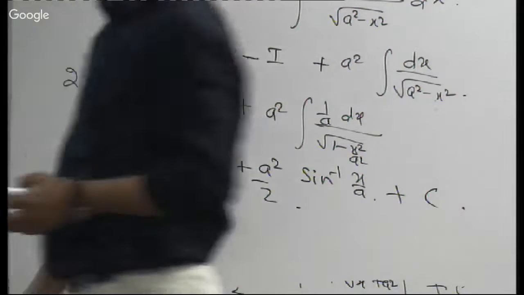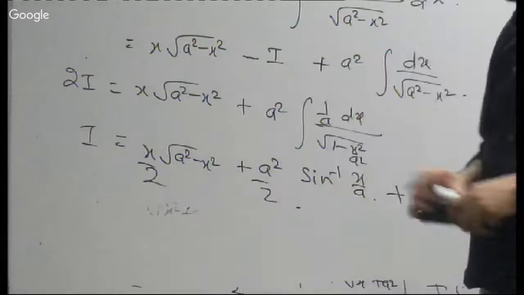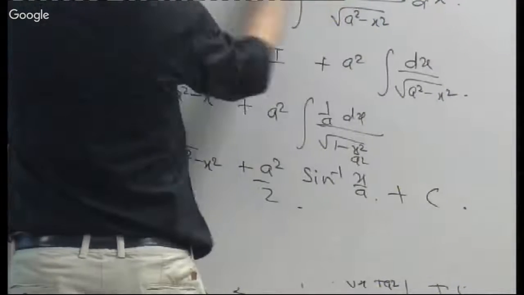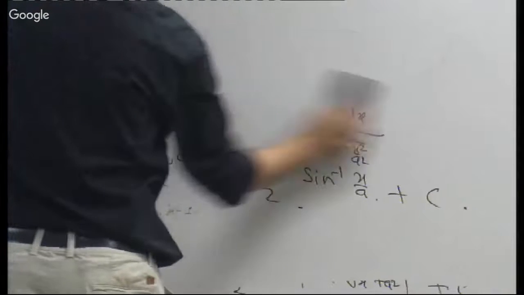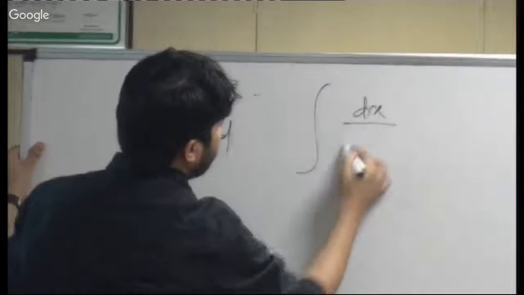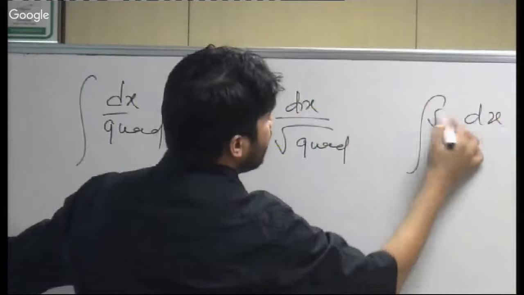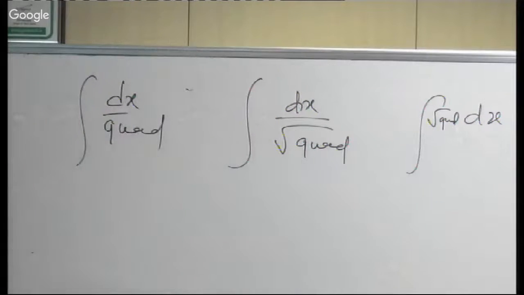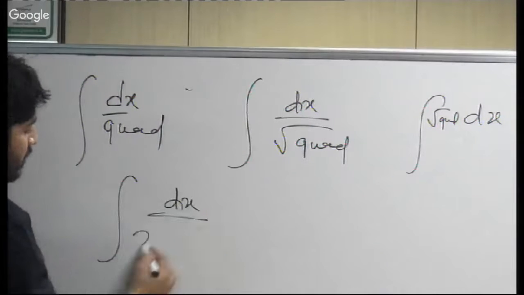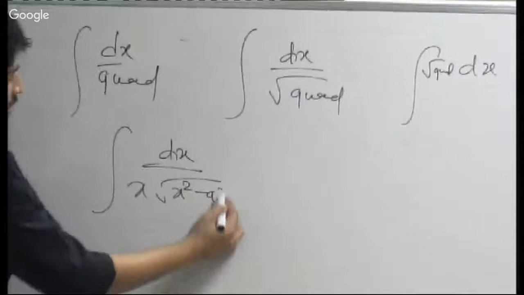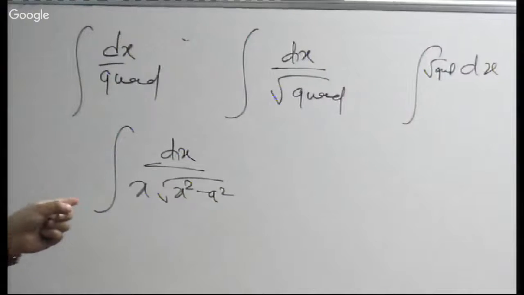So basically, whenever you see this type of form, you can easily handle it. dx upon quadratic, dx upon under root quadratic, dx upon under root quadratic. Right? You can easily handle these three types. And what was one more? dx upon x into under root, you can handle this also. We derived it last time, right?